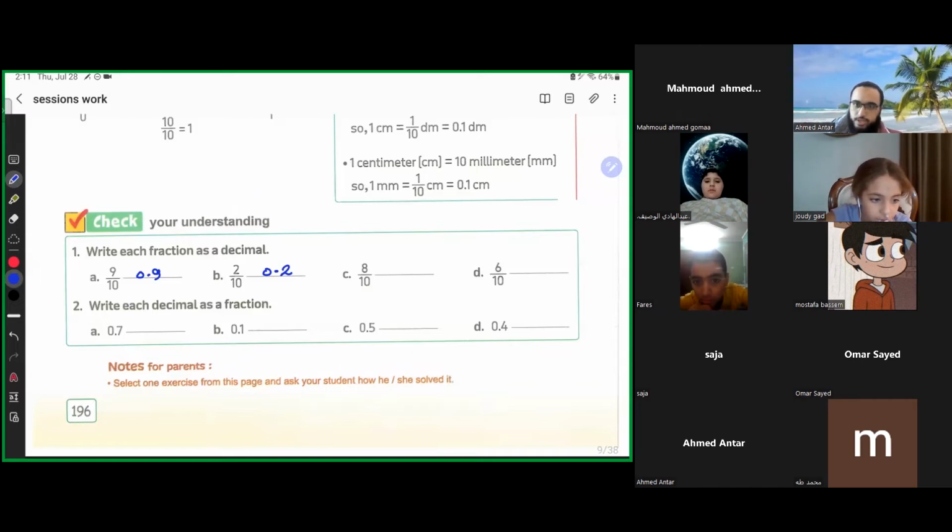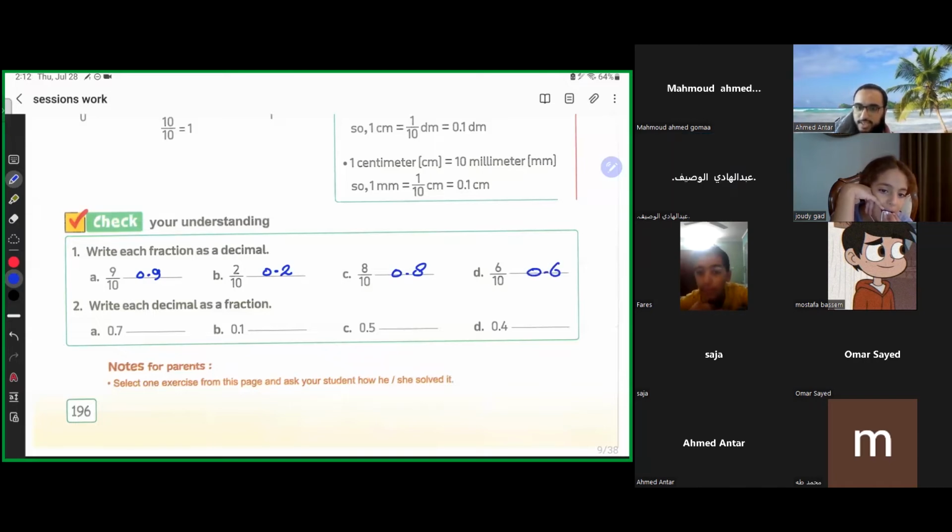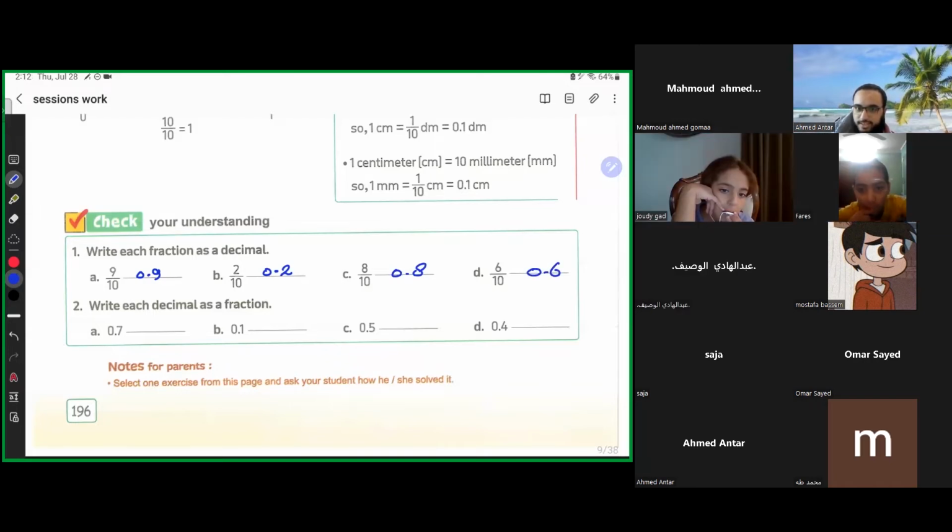What about the next one? Muhammad Ahmed, answer this one. Okay, 0.8. Yes, 0.8. What about this? 0.6. Very excellent. Lower your hand. Thanks.